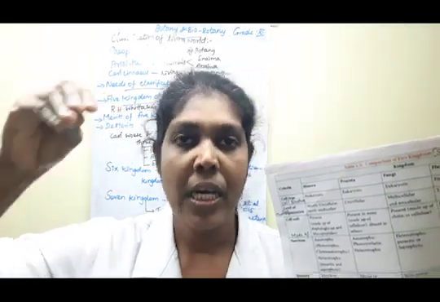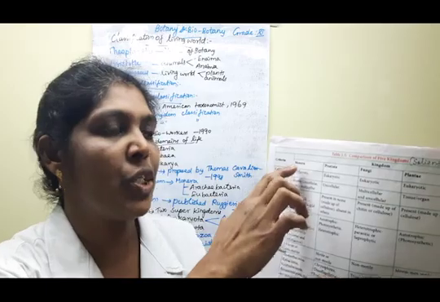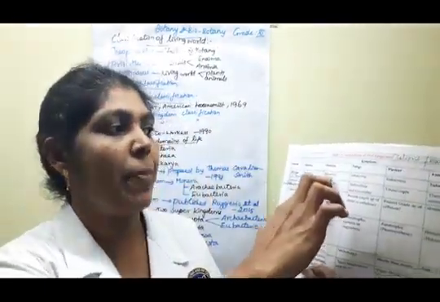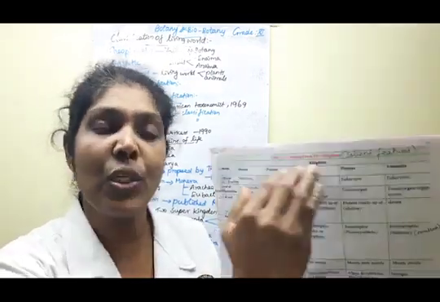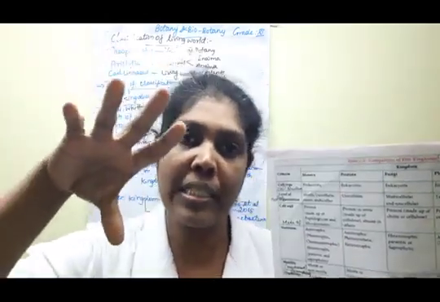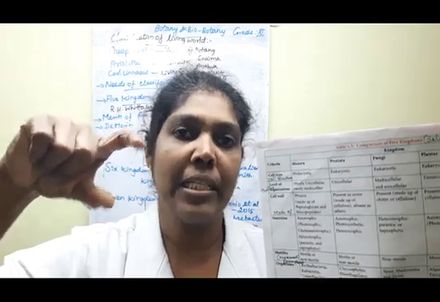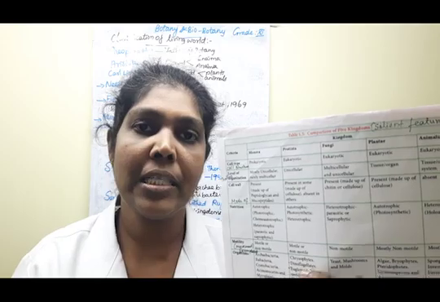So prokaryotic types are placed under the kingdom of which one? Monera. Clear children? Like that, Protista means eukaryotic, Fungi means eukaryotic. So based on certain common characters, they place living organisms into separate kingdoms. Clear children? Say yes or no?